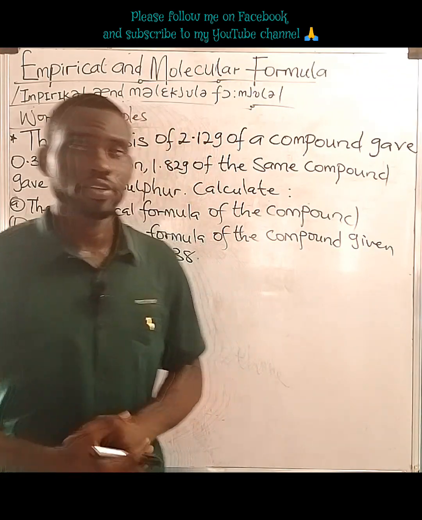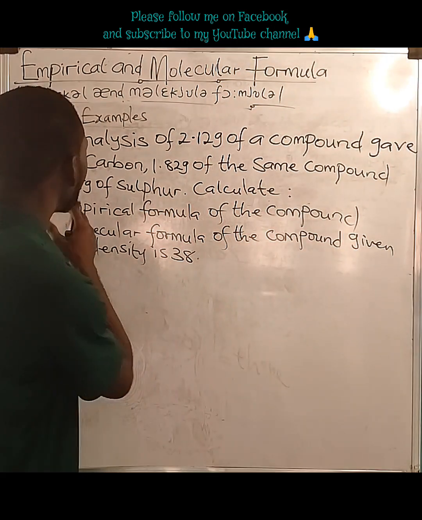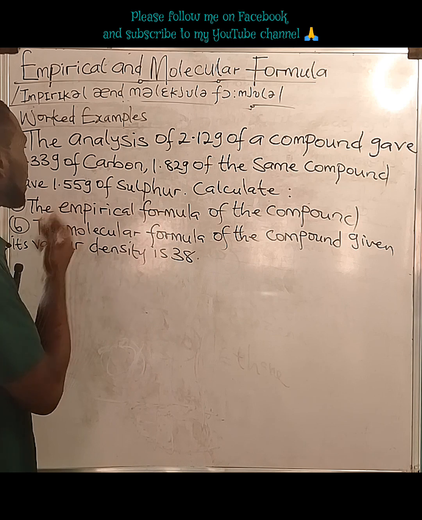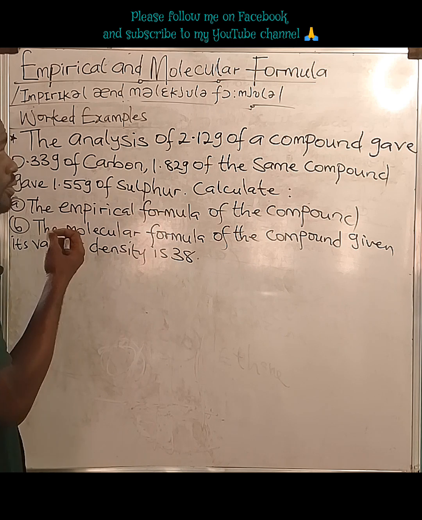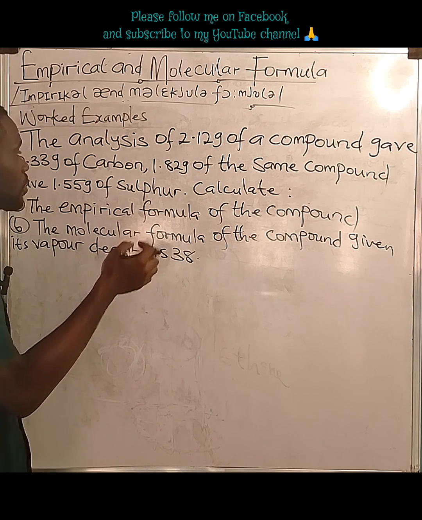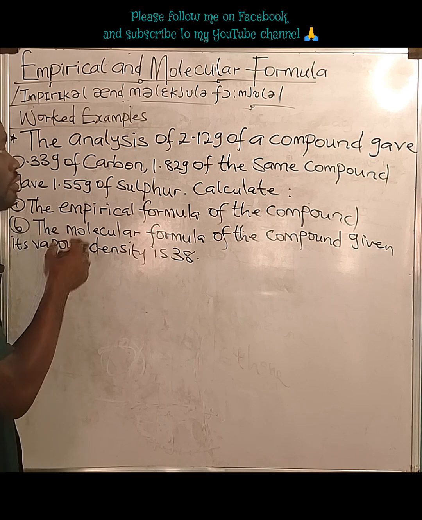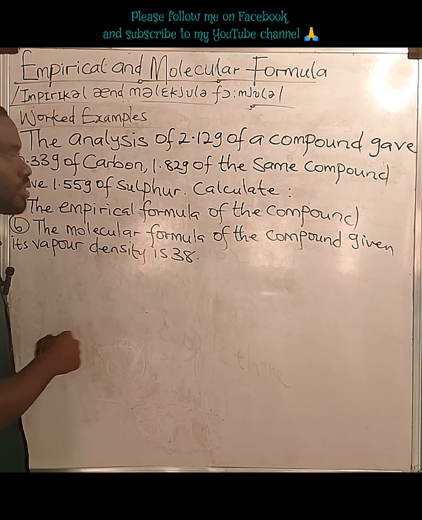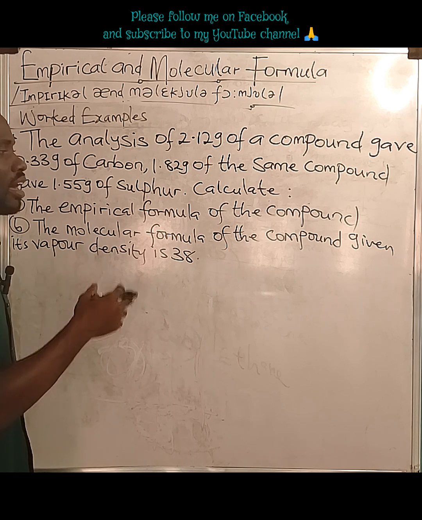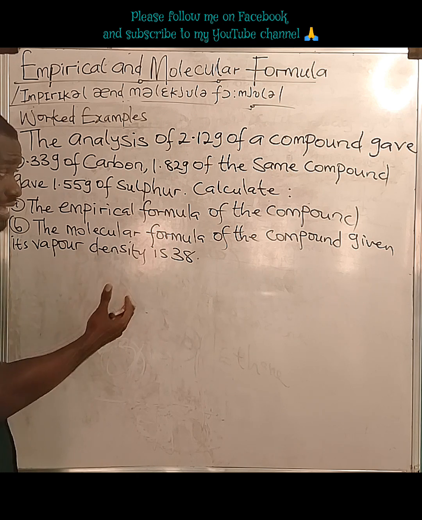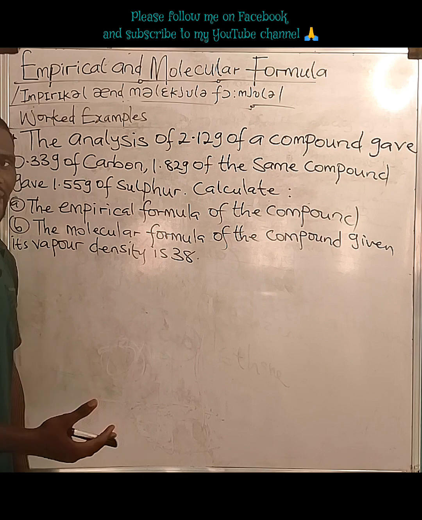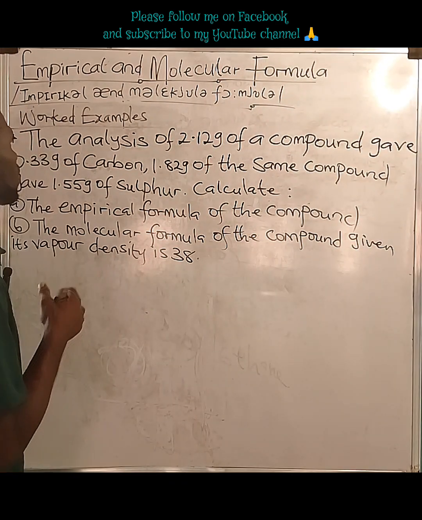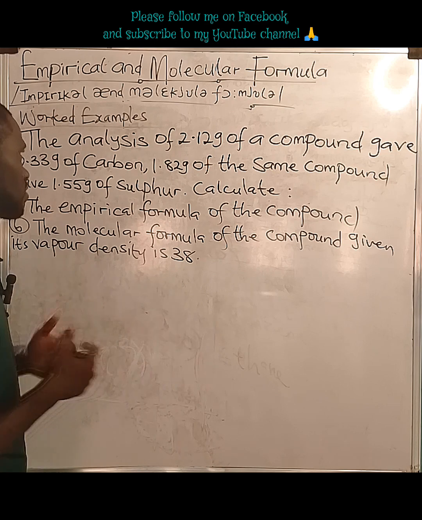Let's look at the second example for today. We are given the analysis of 2.12 gram of a chemical compound, which gave 0.33 gram of carbon. 1.82 gram of the same compound gave 1.55 gram of sulfur. Calculate 1, the empirical formula of the compound. 2, the molecular formula of the compound, given its vapor density is 38. Now, how do you solve this? This question is quite tricky, but it's very simple also.